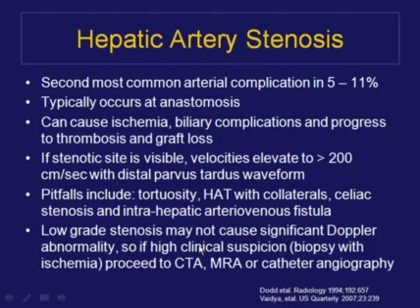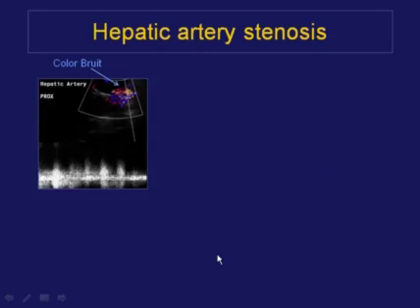A relatively low-grade stenosis may not even cause any significant Doppler finding, and that is why if the clinical suspicion for a hepatic artery problem is high due to findings of ischemia, etc., and we can't figure it out on ultrasound, one should go on to CTA, MRA, or catheter angiography.